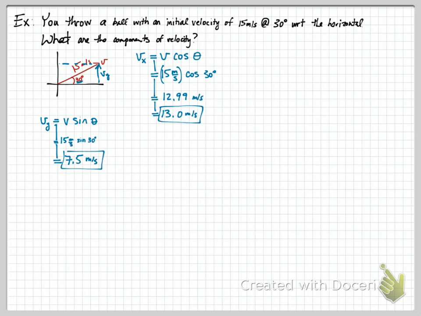So again, for my notation, if I were going to write this final vector, I would write vector v equals the 13.0 for the x and the 7.5 for the y, and I'd probably write the meters per second out here at the end to go with both. So there's a quick example of writing a velocity vector in terms of the x and y components.